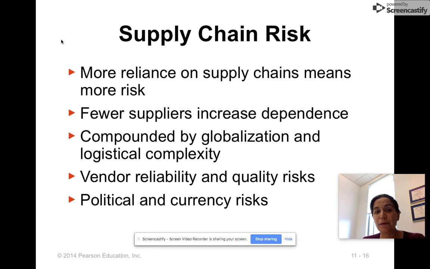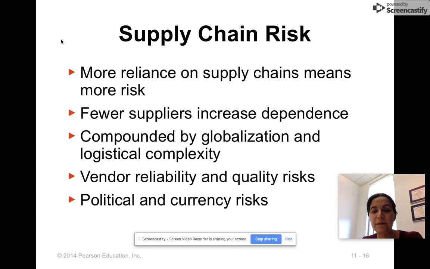If you have fewer suppliers, you're increasing your dependence upon them. Like the US Schwinn example, when they relied too heavily on a Taiwan manufacturing company, they became vulnerable. When they went for Chapter 11, they went bankrupt. The Taiwanese company grabbed all their business. But on the other hand, if you have too many suppliers, that's also risky because you can't manage your quality.